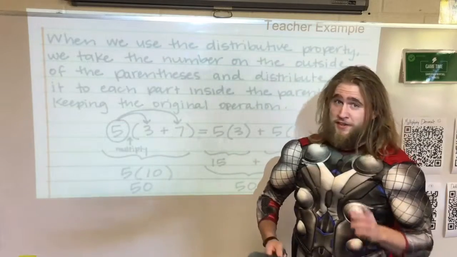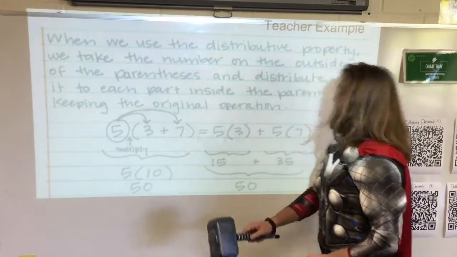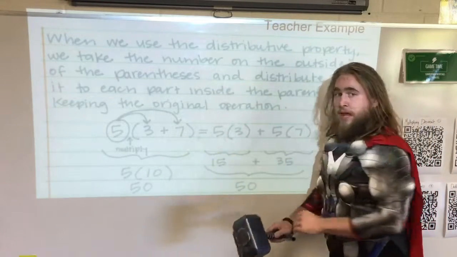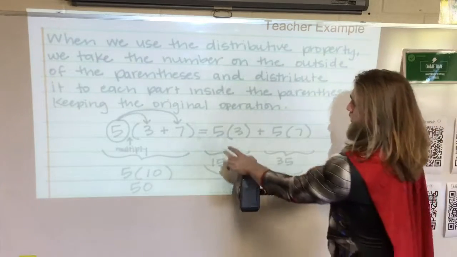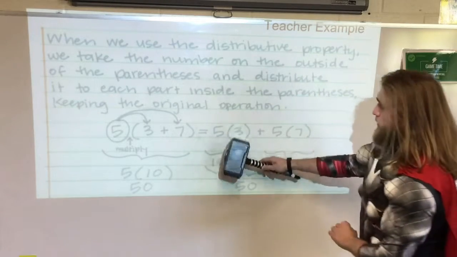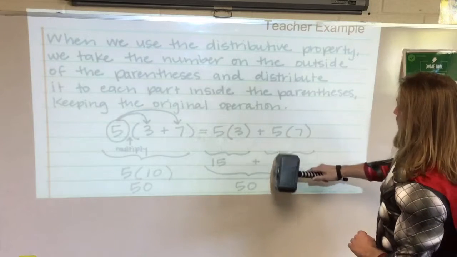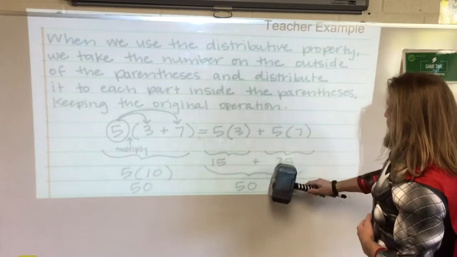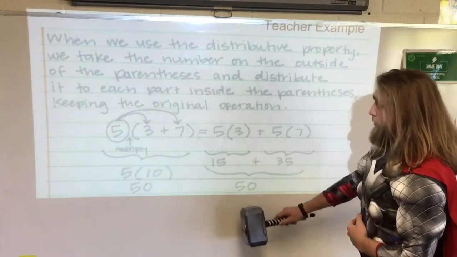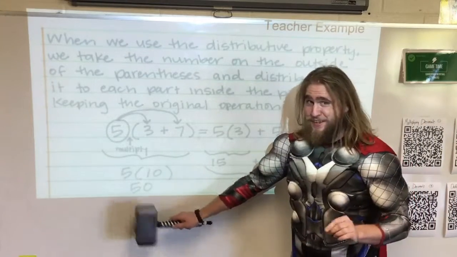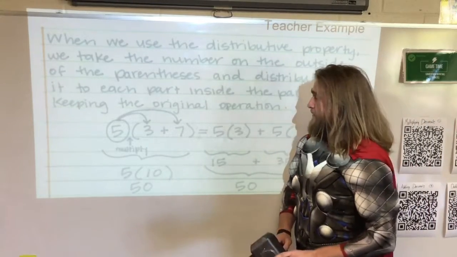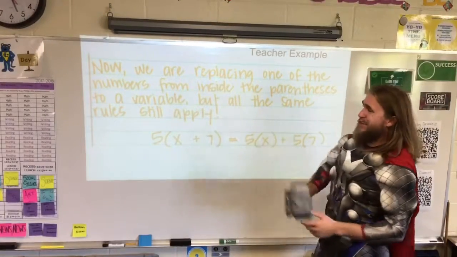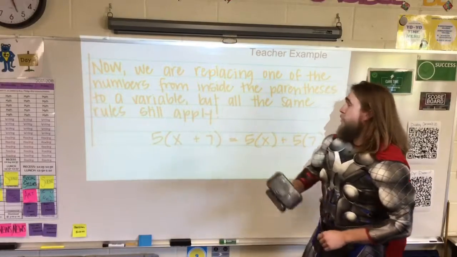Now let's see if, when using the distributive property, we get the same result. So to start, we break out 3 plus 7 and we multiply both sides by 5. Here we have 5 times 3, which gives us 15. And here we have 5 times 7, which equals 35. If we add 35 plus 15, we end up with 50, which is the same answer that we got without using the distributive property. So you can see it works. Now in this slide, we'll be replacing one of the numbers from inside the parentheses with a variable.